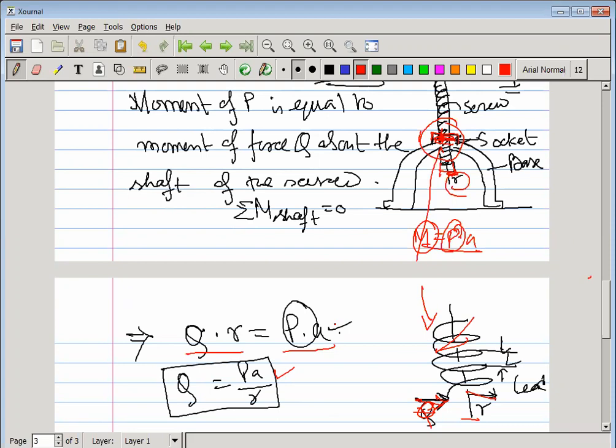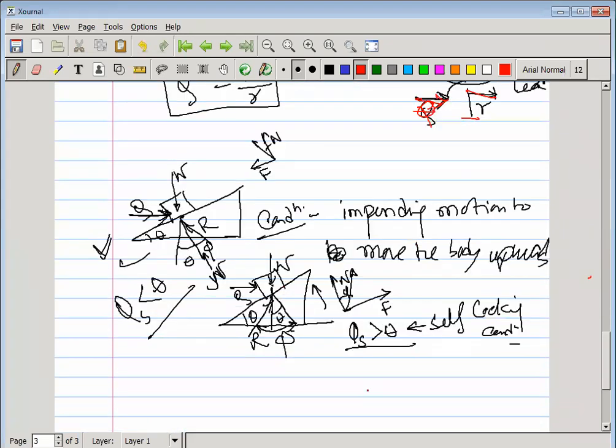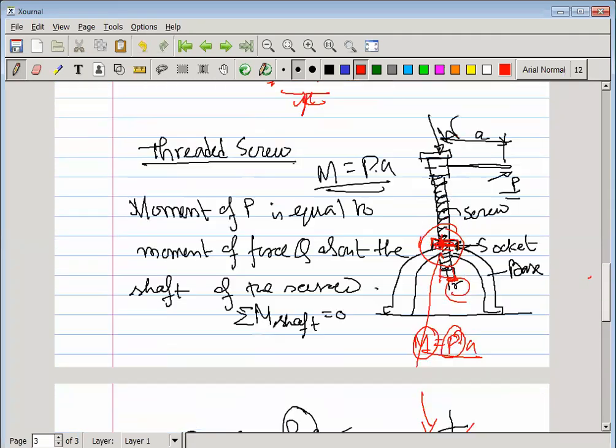Yes, sir. Now, if the question is like that, what should be the self-locking condition? Without any applied force, if we apply a load, the screw does not move in the downward direction. Suppose this is your screw thread and you apply a load here, then what happens normally?